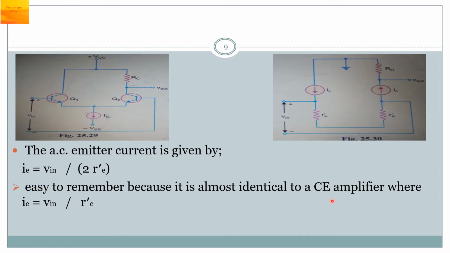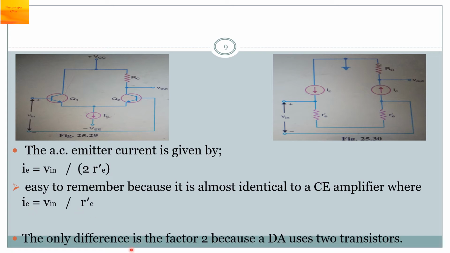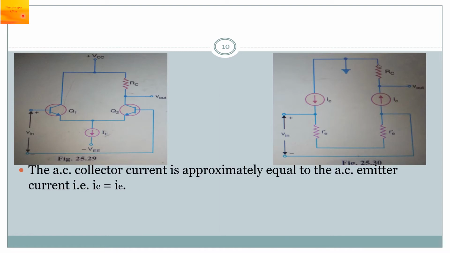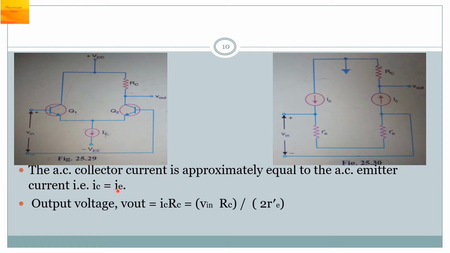This is similar to the CE amplifier. For CE amplifier, it is ie is equal to vin upon RE dash. The only difference is the factor 2, because a differential amplifier uses 2 transistors. The AC collector current is approximately equal to the AC emitter current. ic is equal to ie.